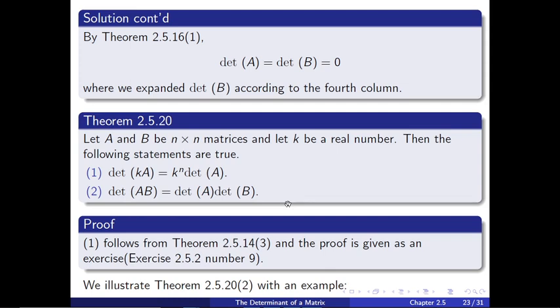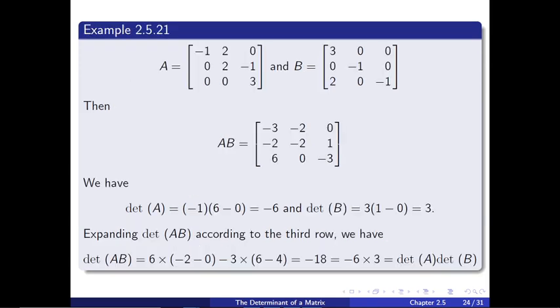And so we are going to illustrate theorem 2.5.20 part 2 with an example, right? And the proof of one is left as an exercise 2.5.2 number 9 in the textbook, right? So let A be equal to the matrix given and B be that, then AB is equal to, so if you do the matrix multiplication, you can verify that AB is equal to that.